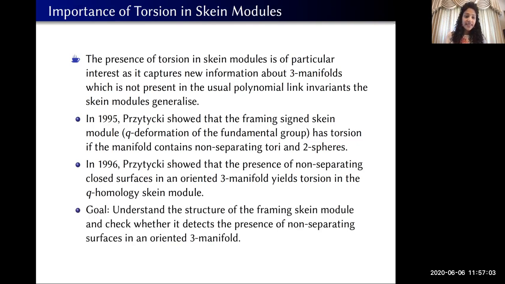And the goal for today's talk is to understand the structure of the framing Skein module and check whether it detects the presence of non-separating surfaces in an oriented three manifold.